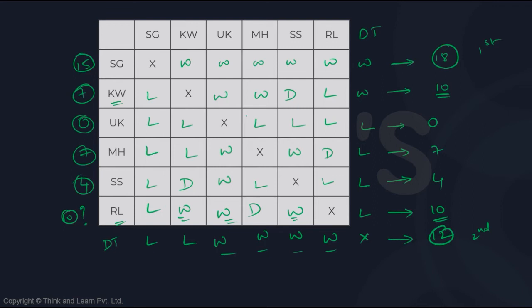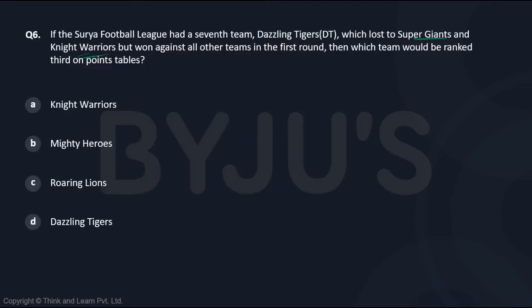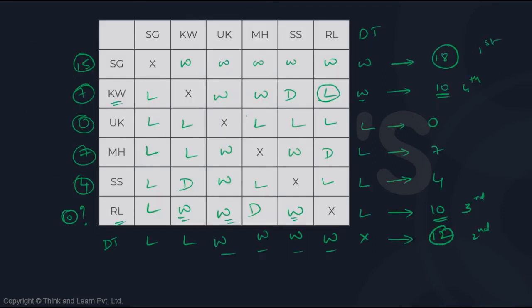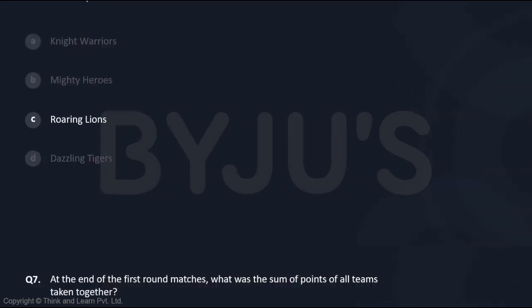KW and RL. Where is KW? RL is here. So KW lost to RL, which means KW is lesser than RL. So RL will be third and KW will be fourth. That's your answer. The answer here will be Roaring Lions, option C. Right? Let's move on to the next question.